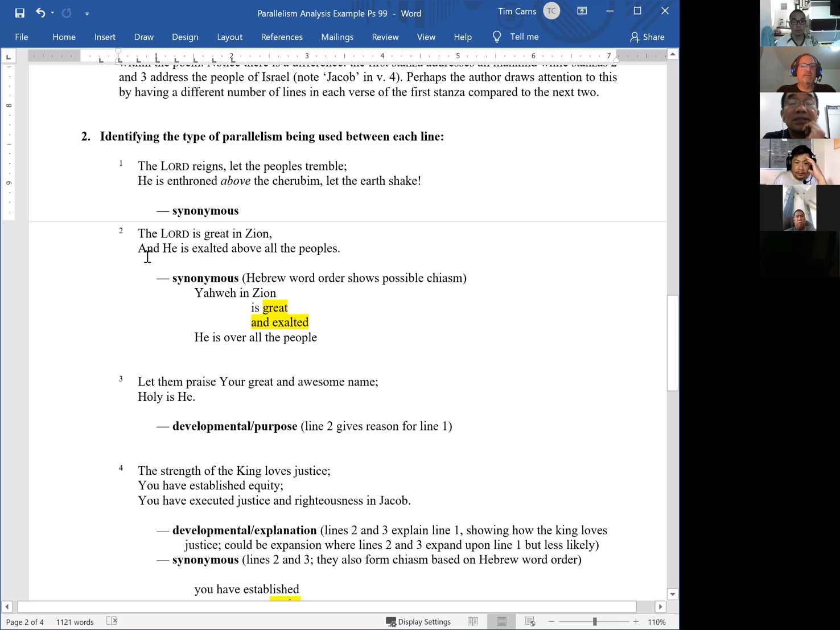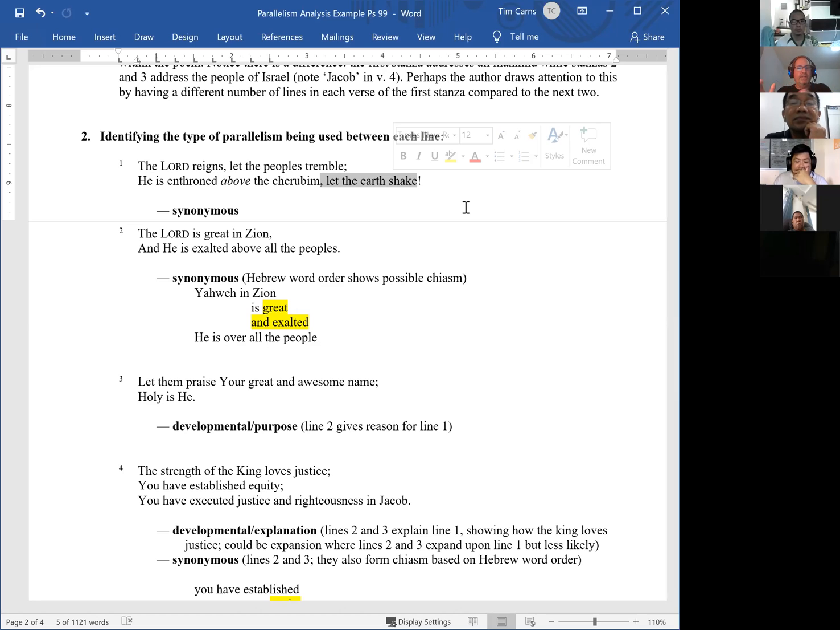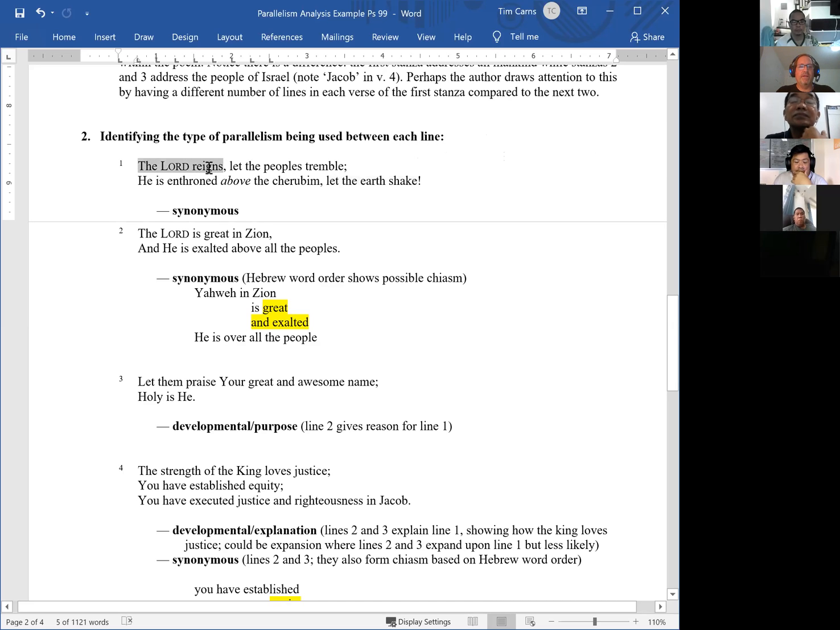We already did that in the session, but in this part, in step 2, it's actually identifying the parallelism. And here we noted the Lord reigns, he is enthroned. Let the peoples tremble, let the earth shake. That's clearly synonymous. It's the same pattern. It's the same idea using different words, but not only are different words used, but notice too that the grammatical structure is the same. Subject, the Lord reigns. Next one, he's enthroned. And then let the peoples tremble, let the earth shake.